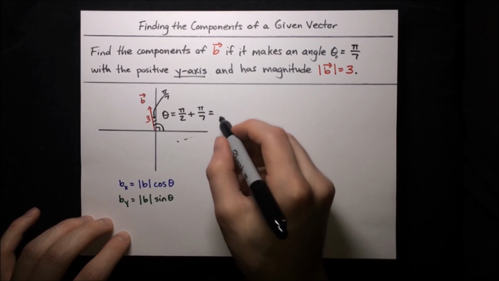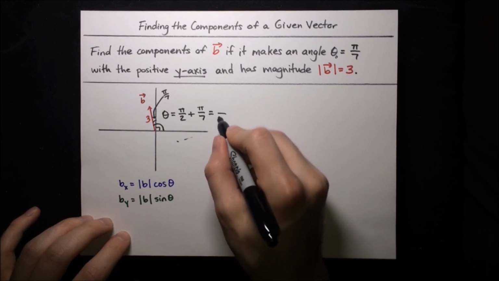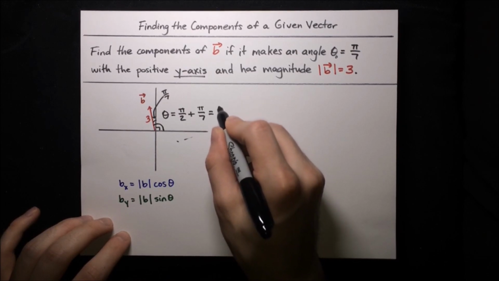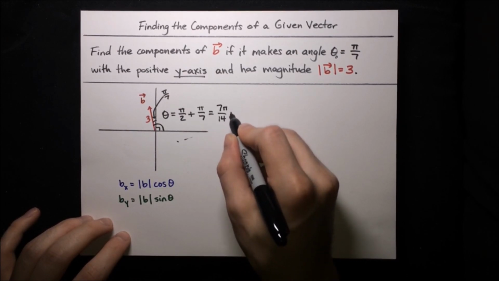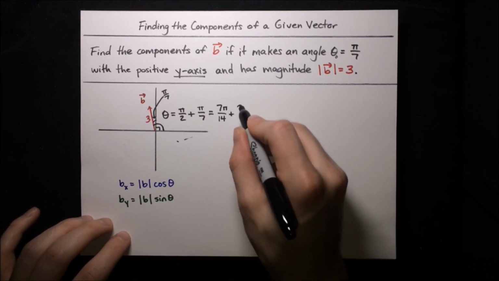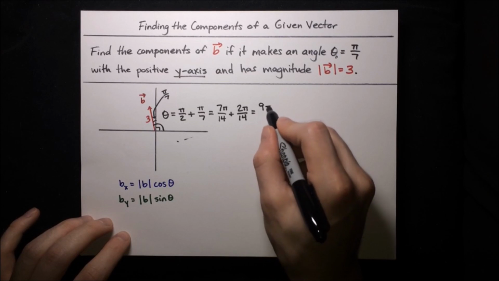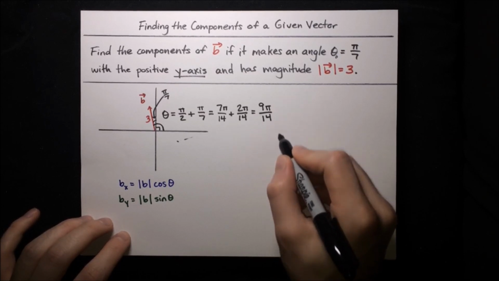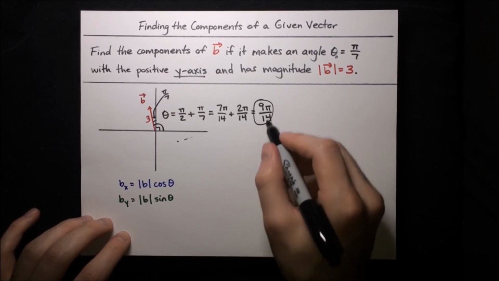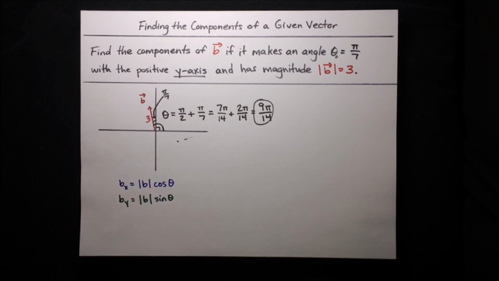And let's go ahead and add that. So how about we turn them both into over 14? Pi over 2 is just 7 pi over 14. And then pi over 7 is just 2 pi over 14. Add them, you get 9 pi over 14. So that is what we're going to be plugging into our formula here.